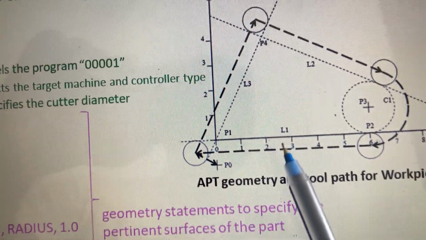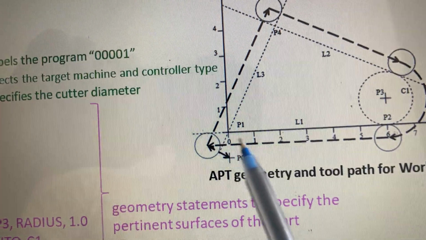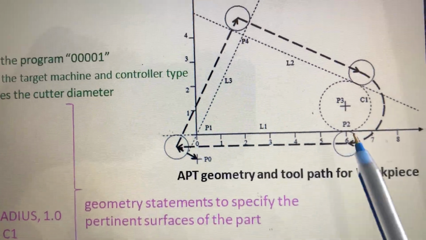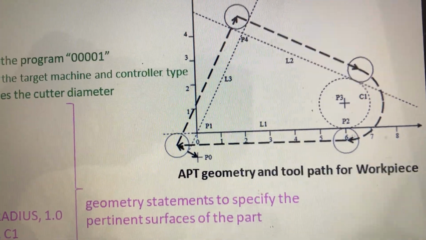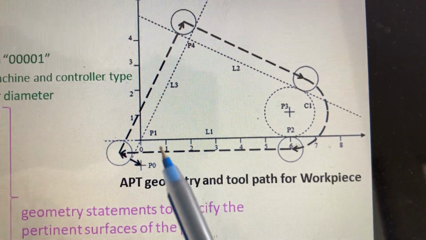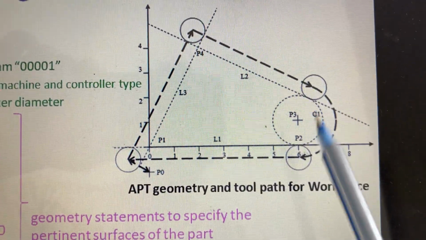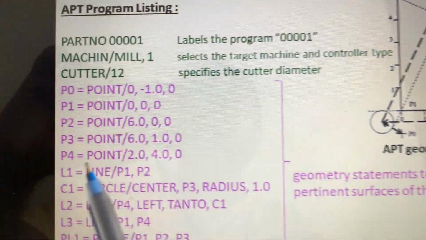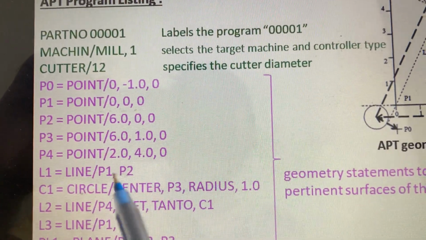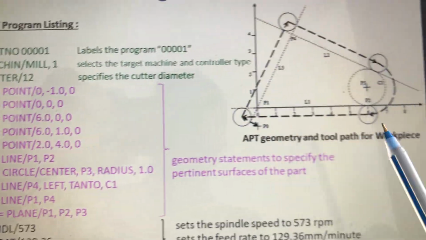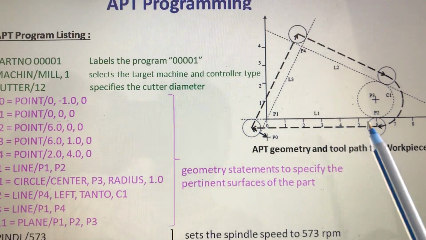What is line 1? Line 1 is from point 1 to point 2. That is also possible. Or you can say from point P1 tangent to circle 1. Anyway, in any method you can do. Let us see here. So line 1 is simple, we have taken a simple one. Line slash P1 to P2. That's correct. It's a line from point 1 to point 2.